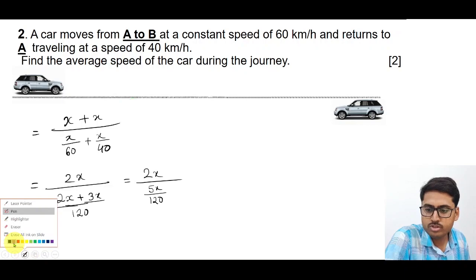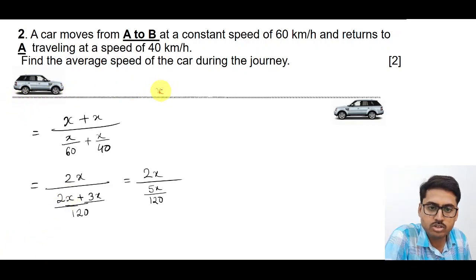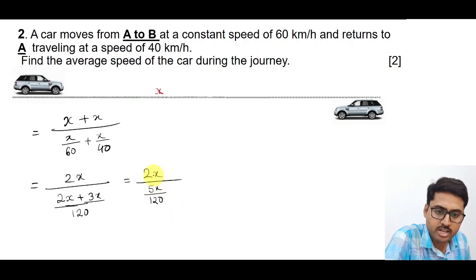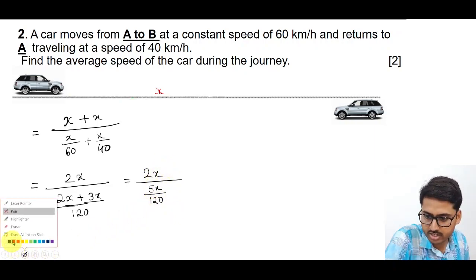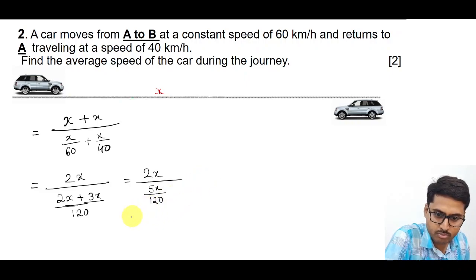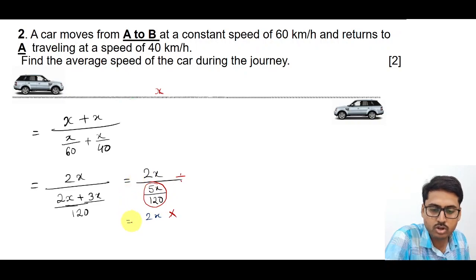Remember, we assumed the distance to be x, right? Now you can see that x and x will be cancelled out. I'll simplify this even more. This is 2x, and I'll not do anything below 2x. This is 2x multiplied by, converting this division sign into a multiplication sign, so we have to take the reciprocal of the denominator. So this will become 120 divided by 5x, and now you can simply cancel x and x.